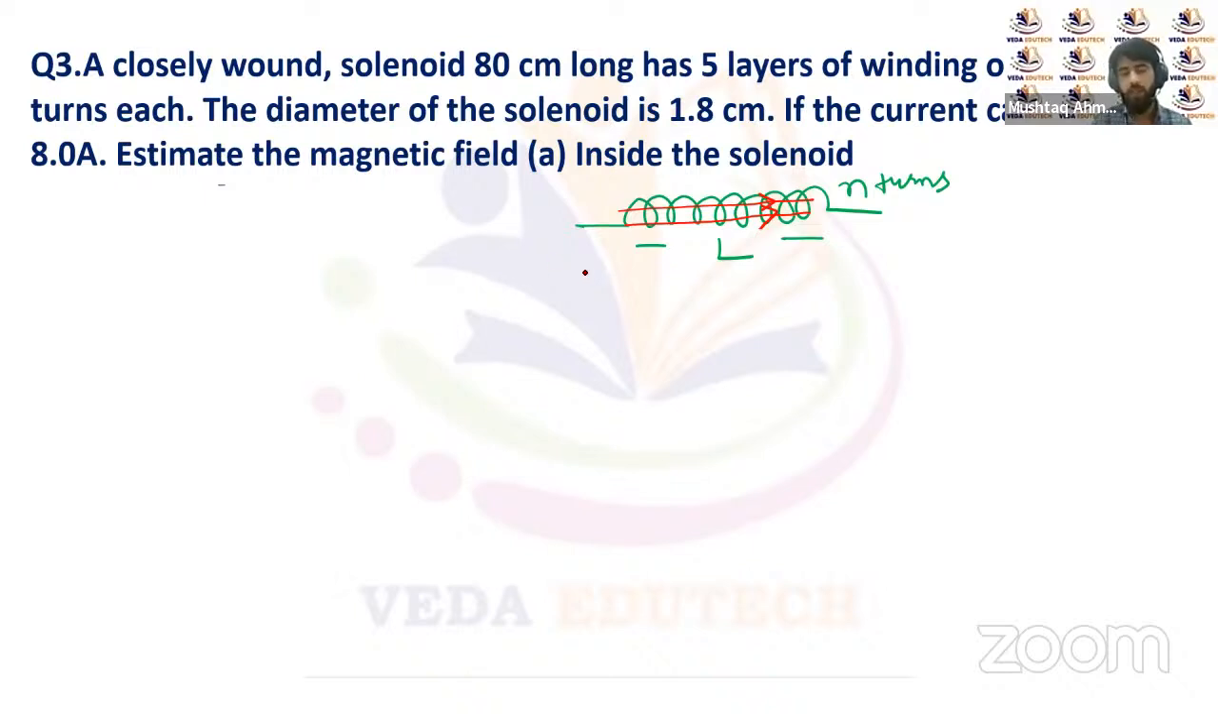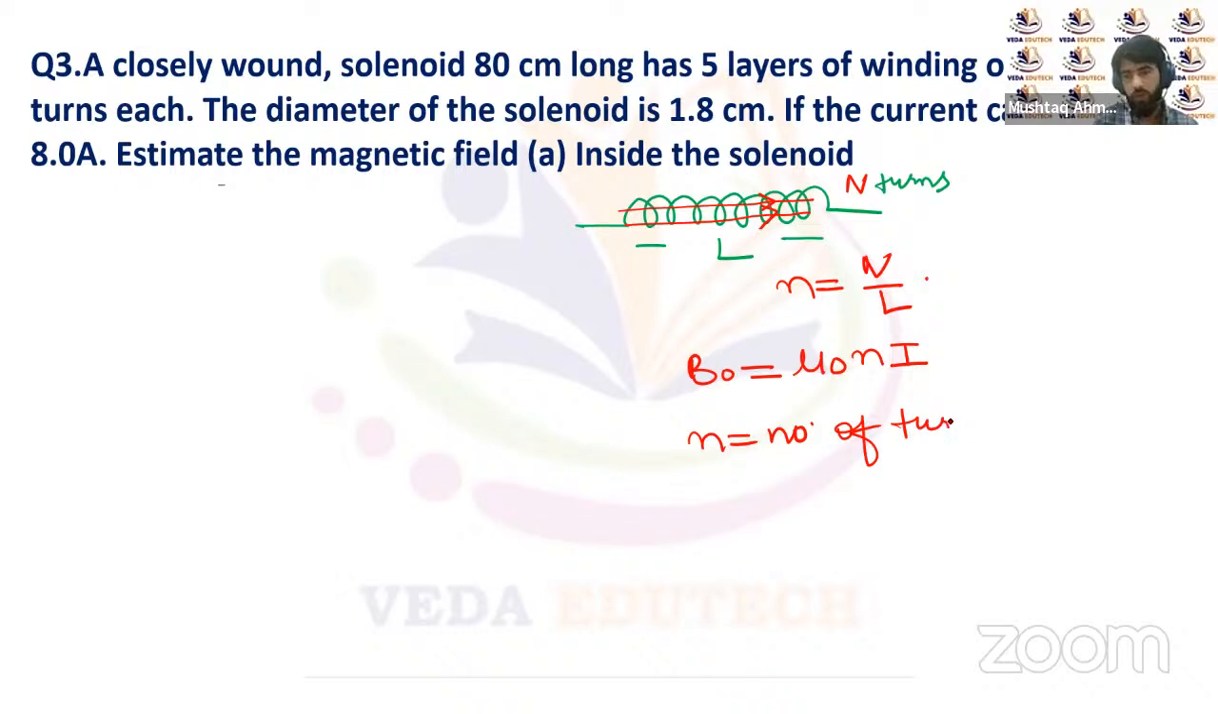So let's suppose L is the length of the solenoid, and N is the number of turns. Then the number of turns per unit length, small n, will be N upon L. The magnetic field along the axis of this solenoid is a constant magnetic field, and that will be mu naught n i. Here n is the number of turns per unit length. Now let's replace this with capital N turns and small n with the number of turns per unit length. So this will be the magnetic field due to a solenoid.